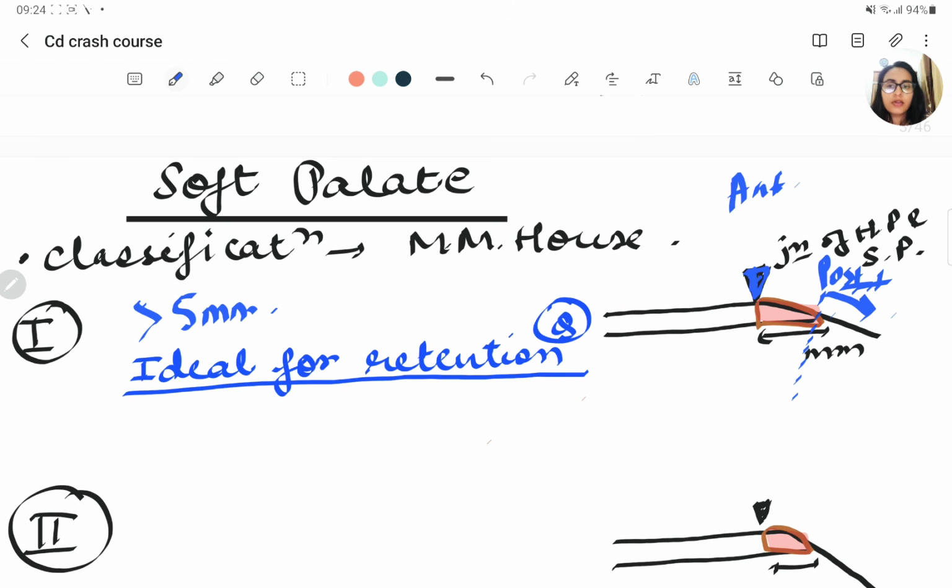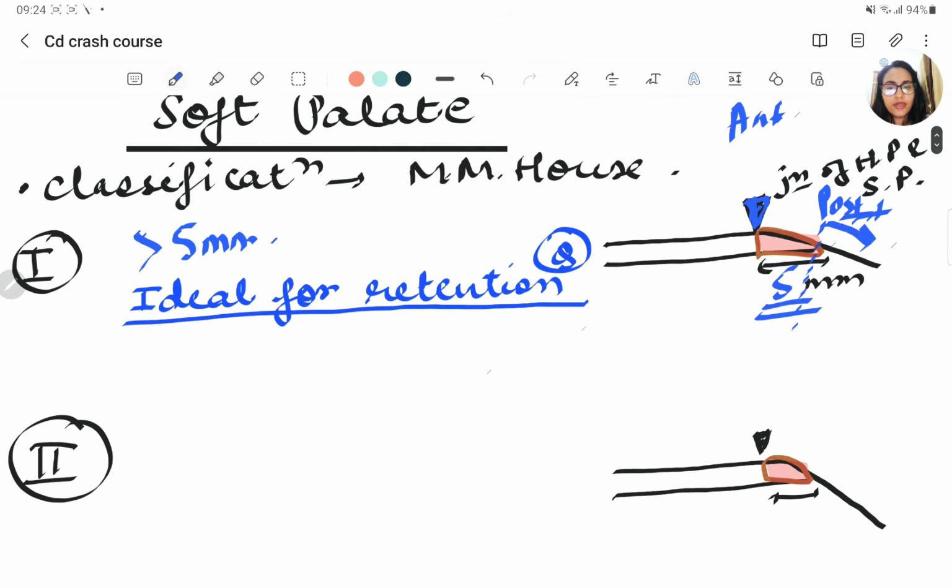So based on that, the soft palate that is used for retention, for our purposes, is 5 millimeters for class 1. Since we have such an amount, it is ideal for the retention. There is more tissue coverage and also we have the widest PPS, posterior palatal seal area, for a class 1 soft palate. They can ask you which class is ideal for the retention, which class has the widest soft palate, or which has more tissue coverage.